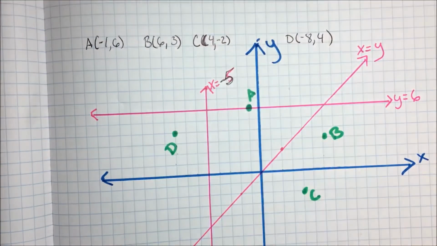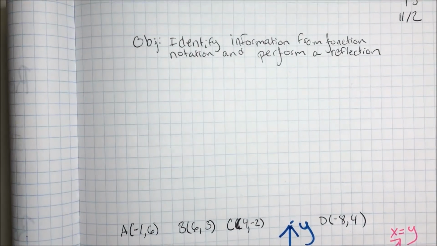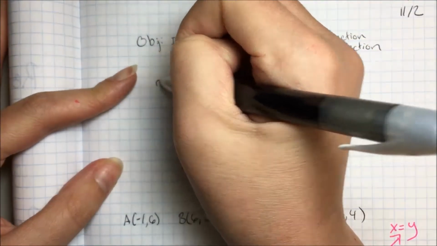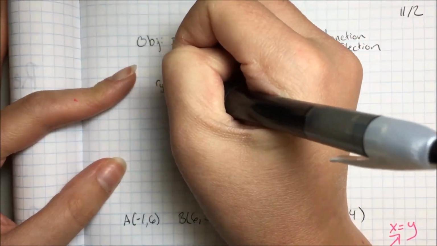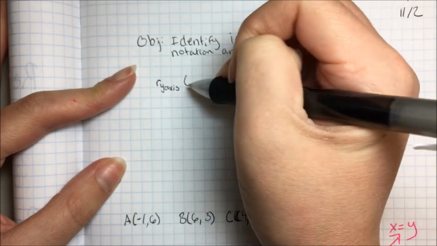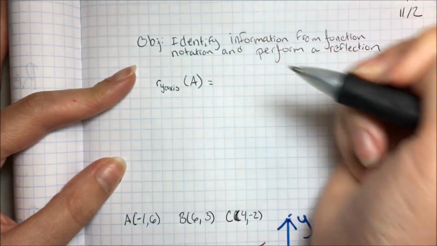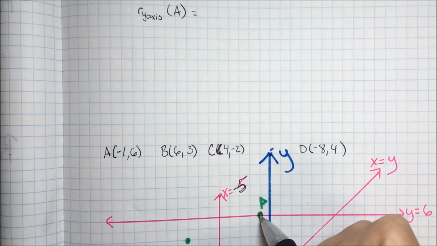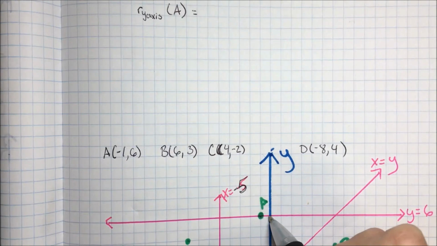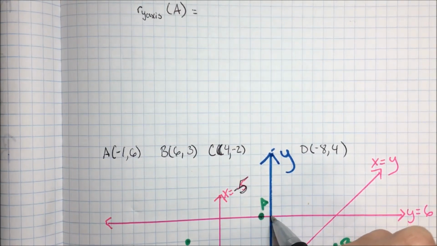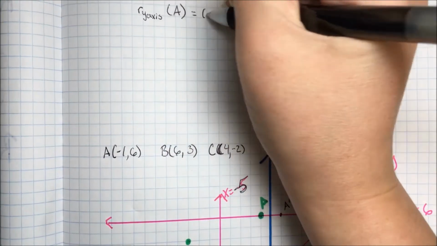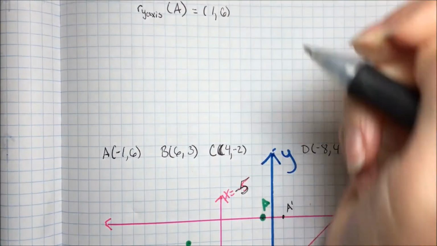Now I'm going to perform some reflections, and I'm going to show you how we perform them. The first reflection I'm going to perform is the reflection through the y-axis of A. To perform this reflection, I'm going to start at A, count towards the y-axis, 1, and count past it the same amount. So 1, 1. There's A prime. So this would be 1, 6.